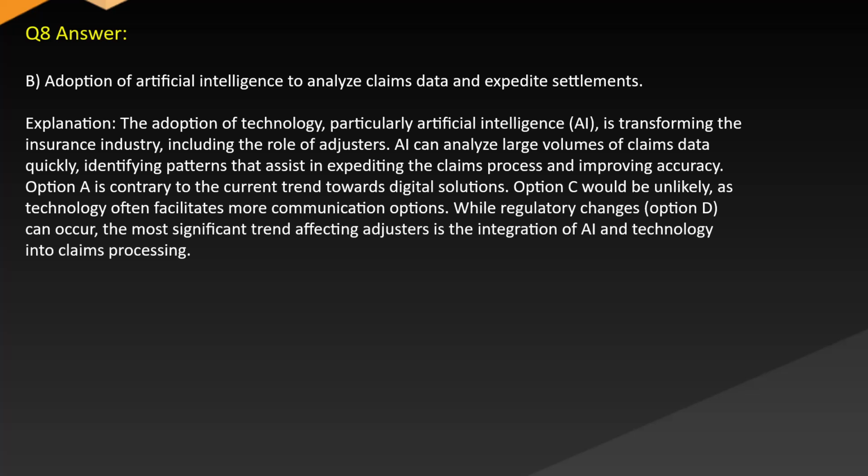Option C would be unlikely, as technology often facilitates more communication options, while regulatory changes, option D, can occur. The most significant trend affecting adjusters is the integration of AI and technology into claims processing.